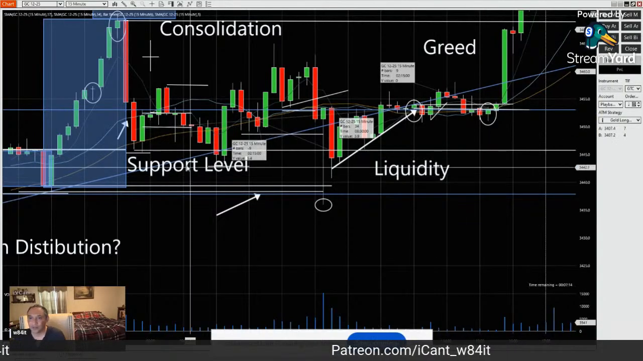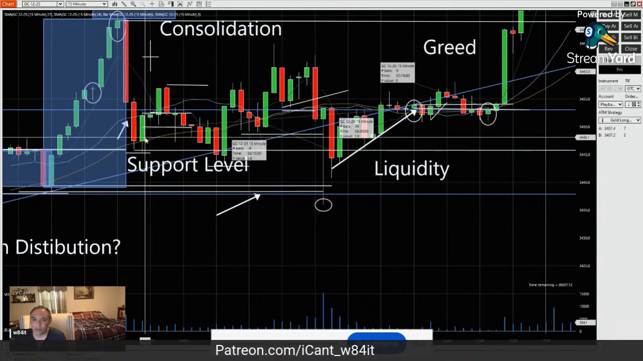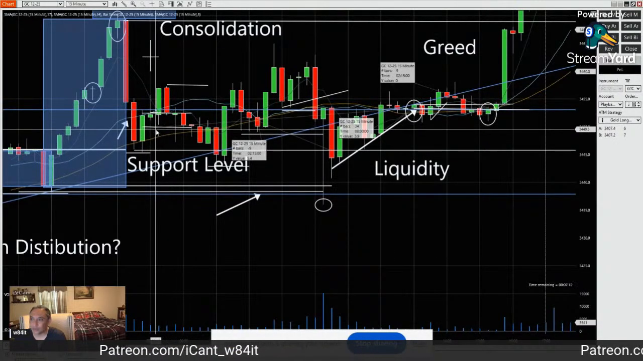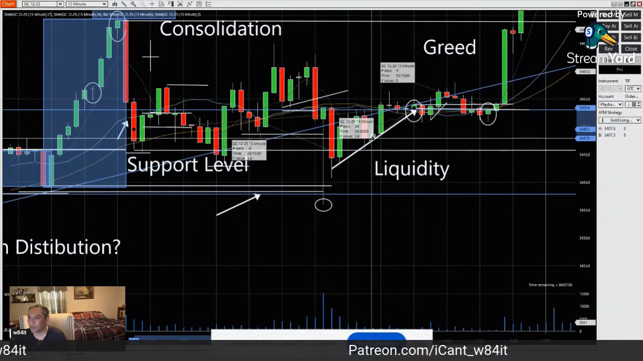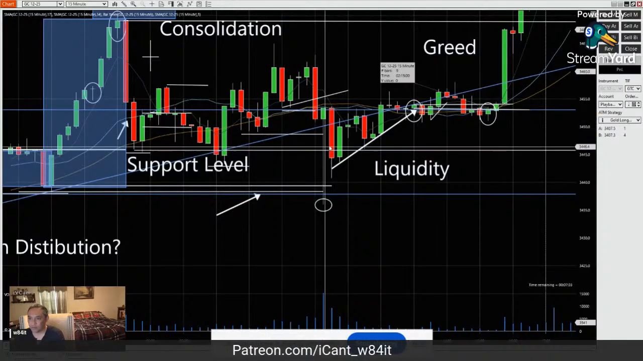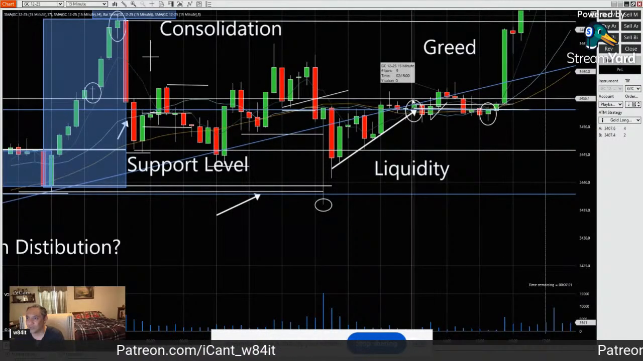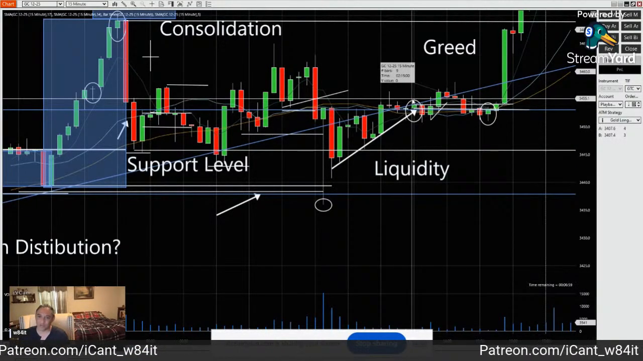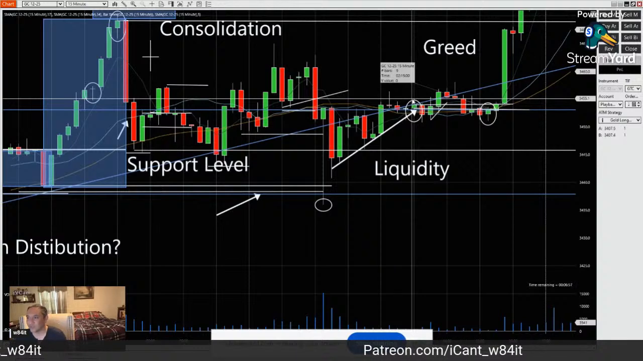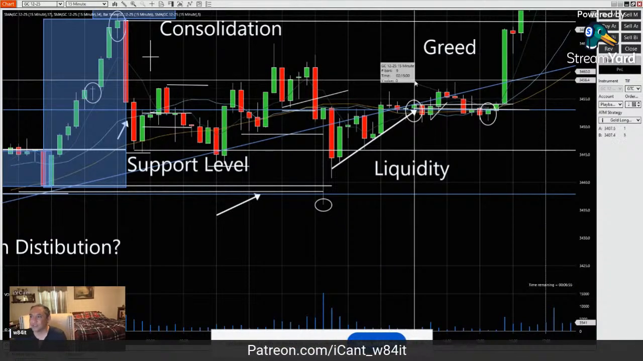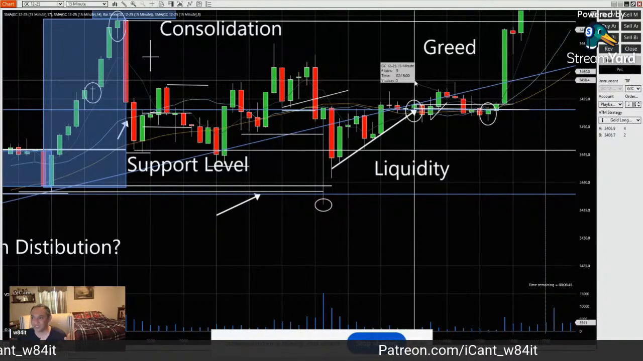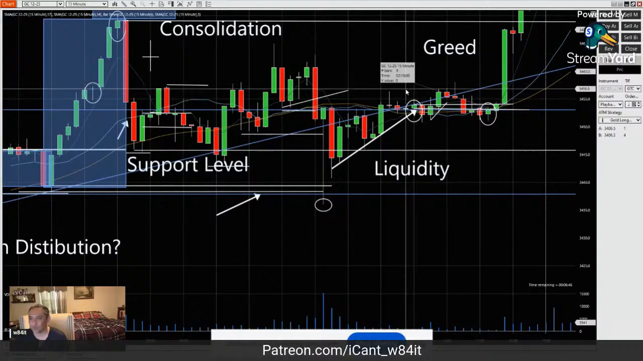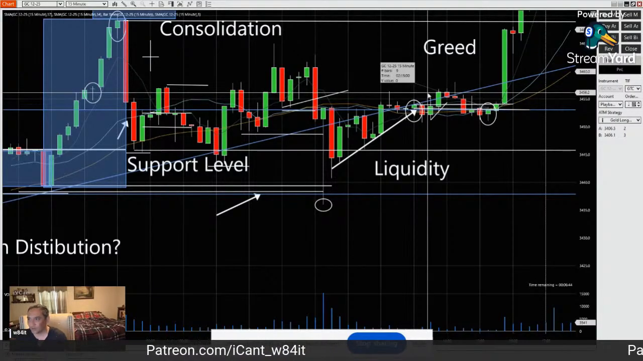Let's see. Get rid of my mess here. All right, so 9 bars, which is one of my numbers. I have a string of numbers that I look at, and 9 is like a test. Everything is a test and retest. That's one thing you have to understand. Everything is a test and a retest, and that's how price action moves. We'll get into that in another part.